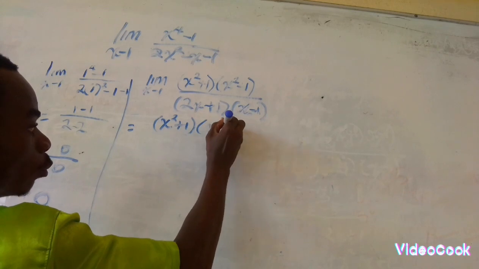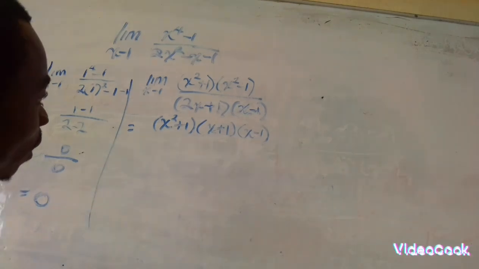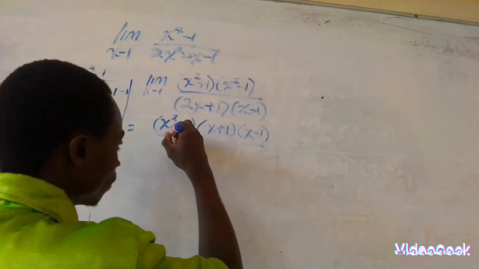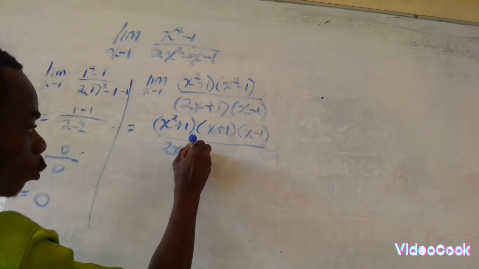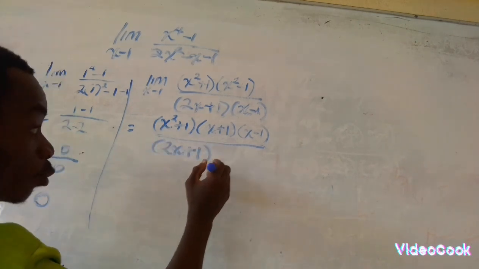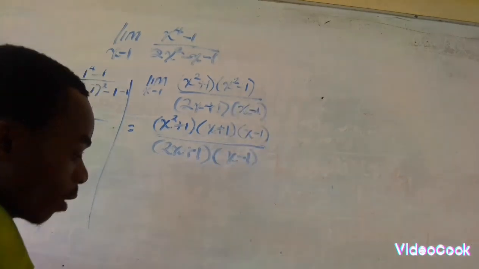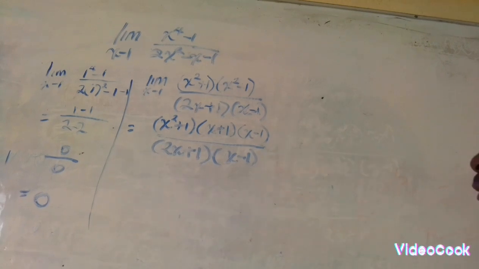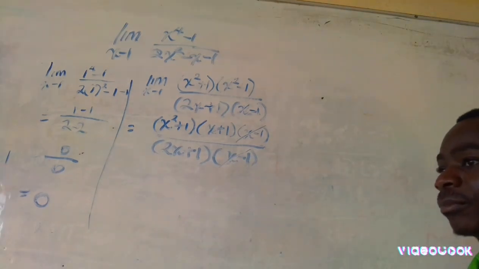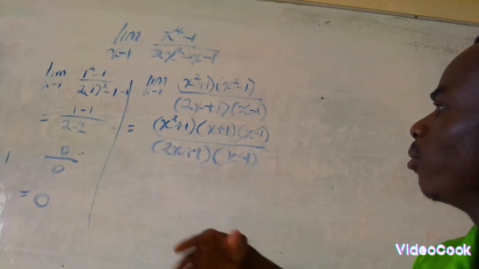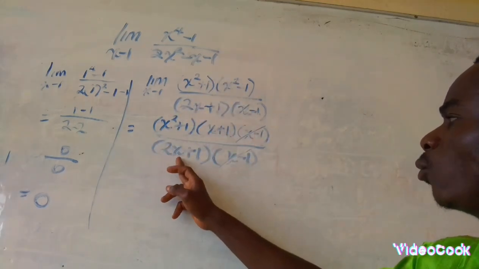This is going to be x plus 1, x minus 1. All right, we have x plus 1, x minus 1, divided by 2x plus 1, then this x minus 1. So we have this now. What do we do? Here, this x minus 1 cancels this x minus 1 because they are the same. Now we are left with x squared plus 1 multiplied by x plus 1, divided by 2x plus 1.